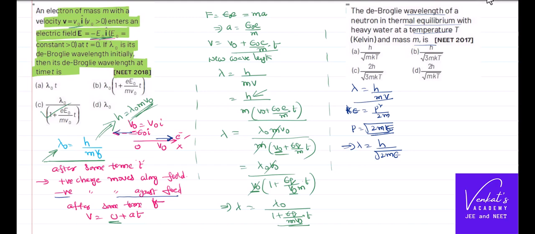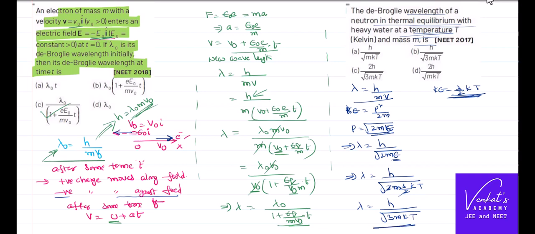Now, because it's a neutron in thermal equilibrium moving at a certain temperature, it will have a kinetic energy equal to 3 by 2 times the Boltzmann constant into the absolute temperature. So in the place of this energy, I can substitute this relation. That implies lambda becomes h by root of 2m into 3 by 2 k T. These two can cancel. So lambda equal to h by root of 3m kT. That's the equation, right? That's how we get to that answer.